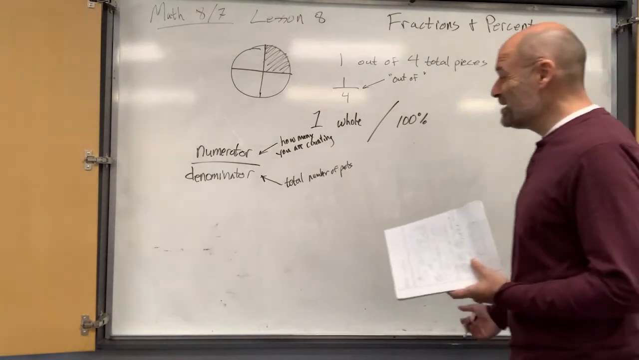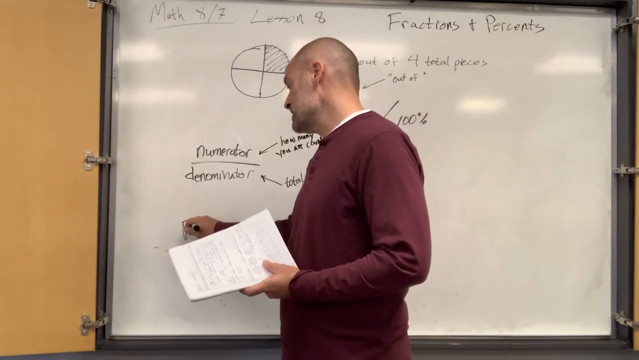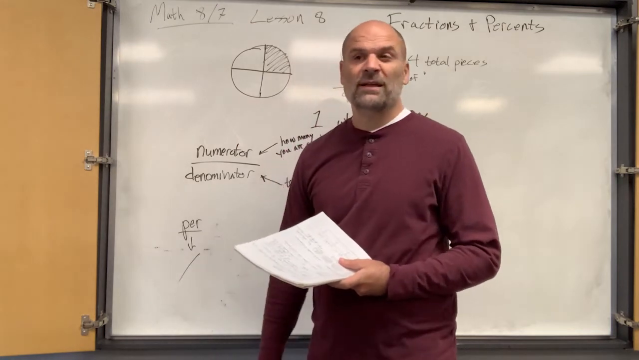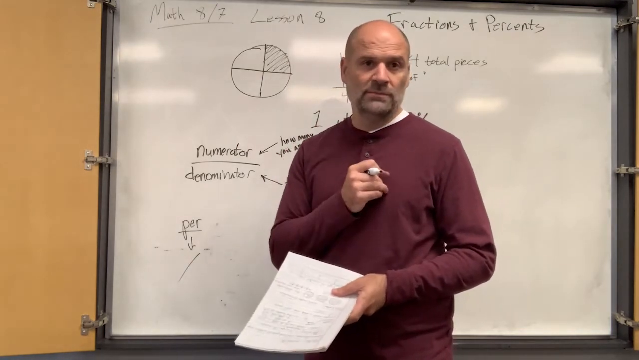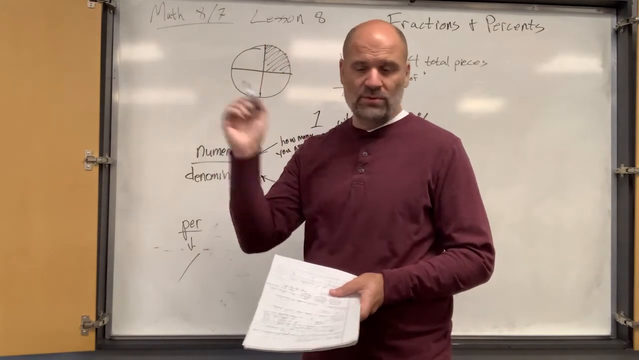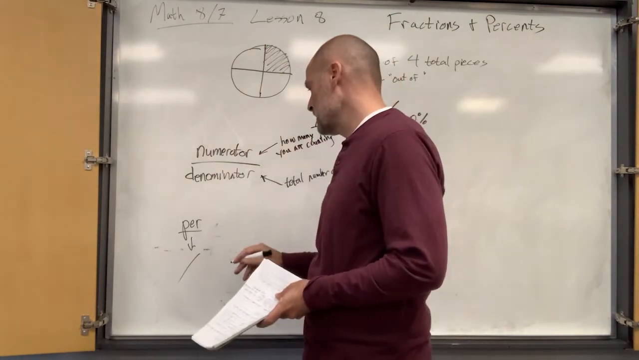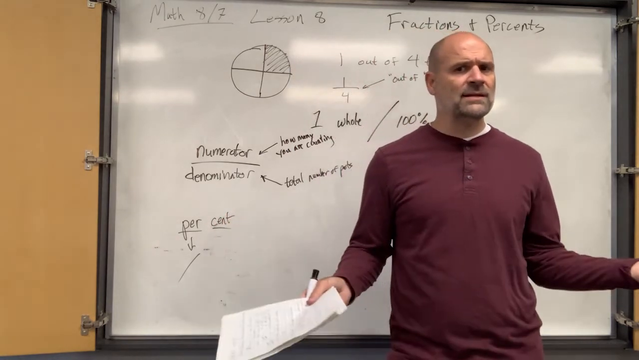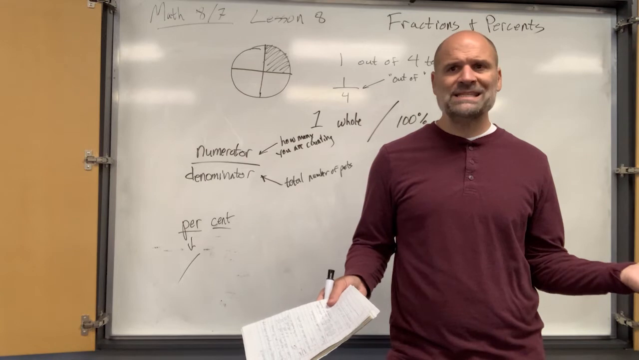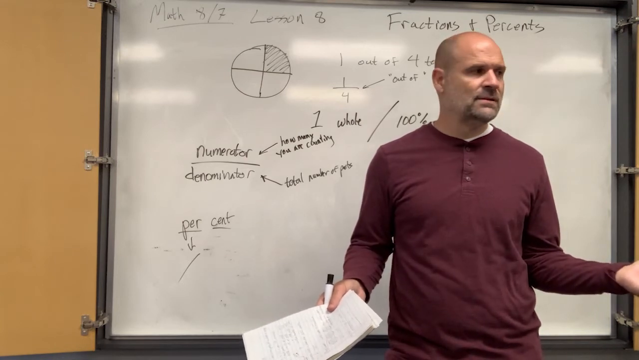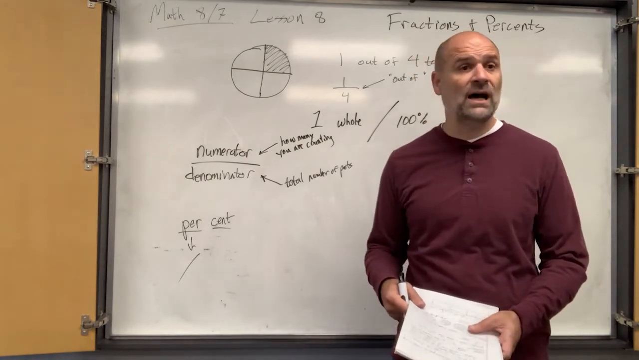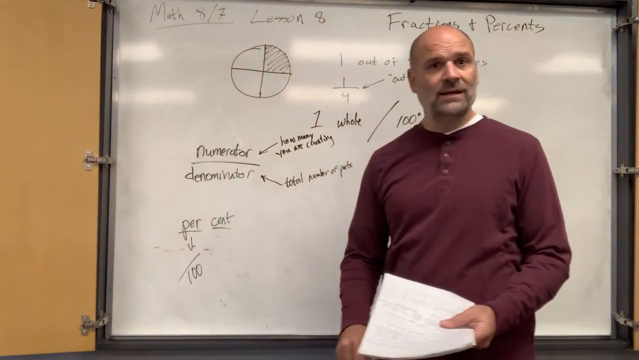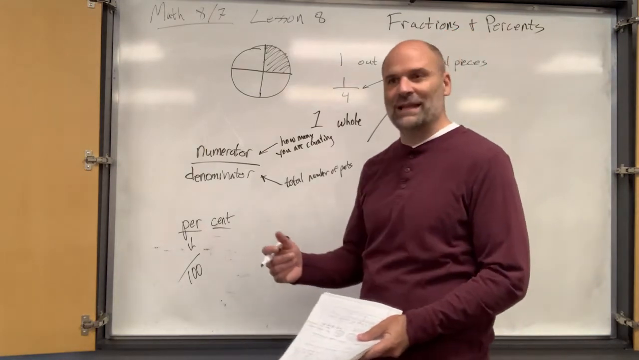All right. And when it comes to percent, what does "per" mean? Per means a little slash, like when you say $2 per apple, or $2 slash apple, or miles per hour. And then cent, where do you see the word cent in life? Money. How many cents are in a dollar? 100. So a cent is literally a hundredth. So percent means per hundredth.